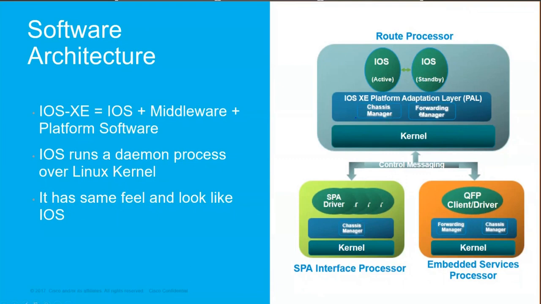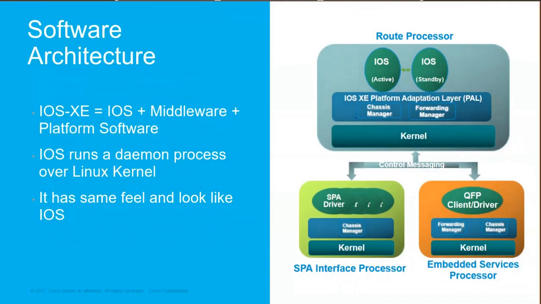All these processes, the chassis manager and forwarding manager, communicate with their counterparts on other modules. For example, the chassis manager on the RP communicates with the QFP chassis manager or the SIP chassis manager through control messaging, through the internal links like the I2C and the EOBC that we were checking earlier. So this is how the software processes run on different modules of the iOS XE devices.